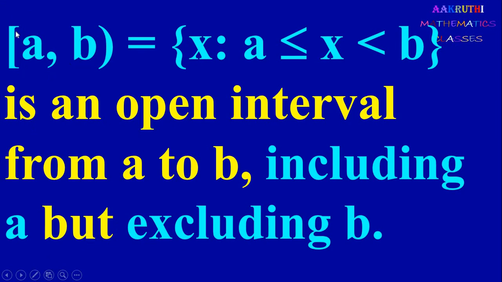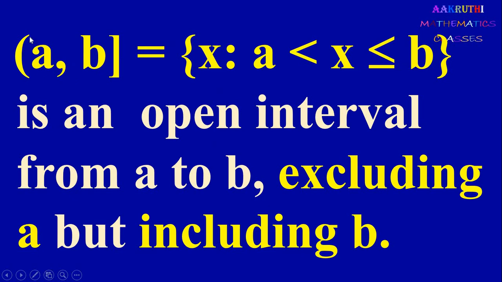Now we can use one side square bracket, one side round bracket. We can write like this, [a, b). Now what is the meaning of this? This is set of all x such that x is greater than or equal to a and less than b. Now here a side square bracket, so therefore a is included, but b side round bracket, it is not included. So a is included, b is not included. So therefore x is greater than or equal to a, but it is less than b. Here b is not included. It is an interval from a to b, including a but excluding b.